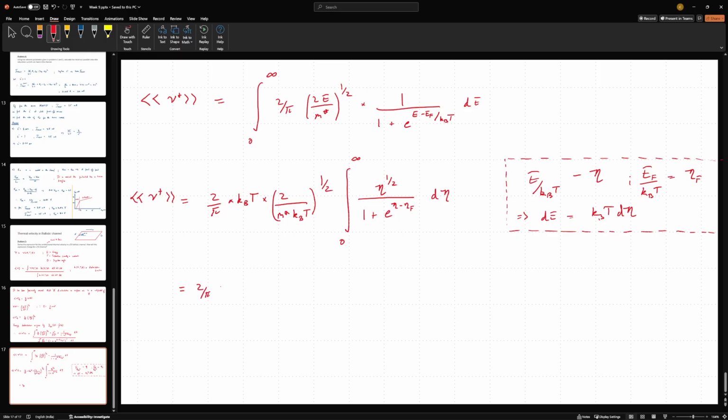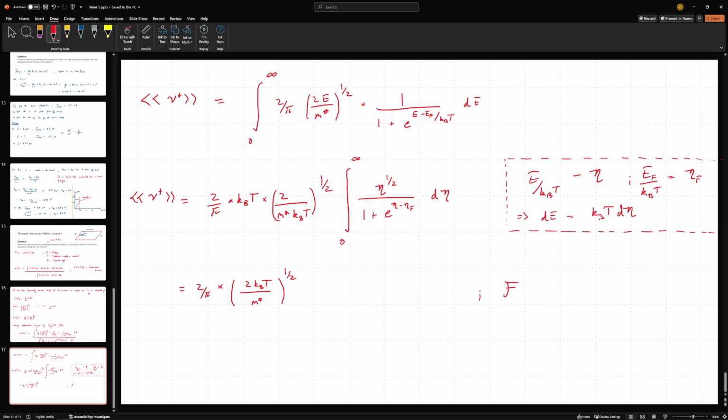Two by pi into 2 kBT upon m star, whole power half, into this integral here. Now, if you can recall, this looks like a Fermi integral. The only thing that is missing is, to define a Fermi integral, I will also need the gamma function. And what is the gamma function that I'm going to need? Let me just write the definition here.